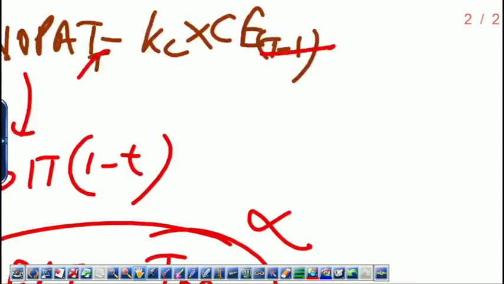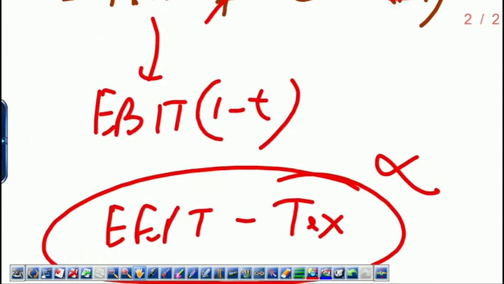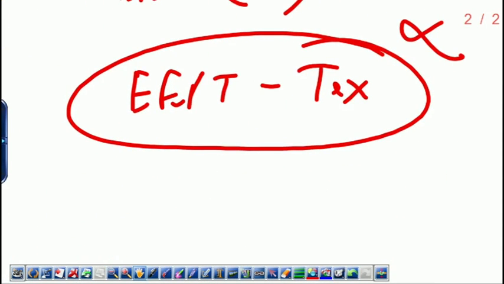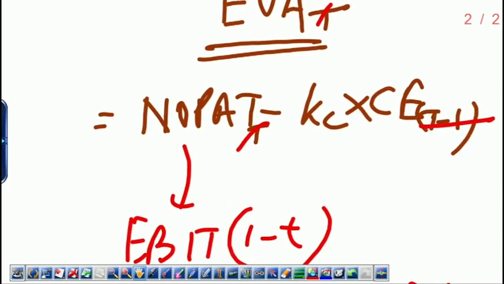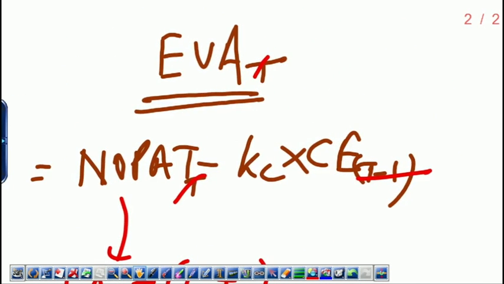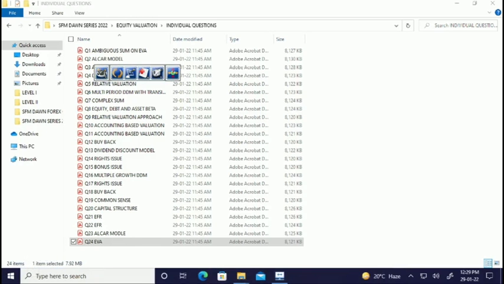Also in that particular sum, I remember even the capital employed, the weights that they took for WD and WE, they did it wrong. Anyways, I will not try to speak about it. When I go to the sum, I'll show the sum to you. So this is EVA. Let's come to the practice of EVA questions.